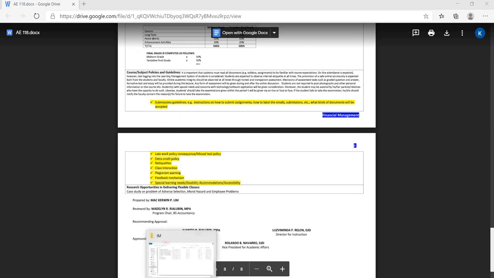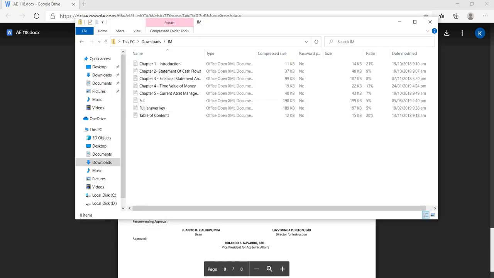You were also given the instructional manual for this subject. Unfortunately, it is not yet complete. It is from chapter 1 to chapter 5. Actually, this is also a draft. This was made in 2018 and then it was revised in 2019. The full answer key here is not yet done, so you cannot use that.